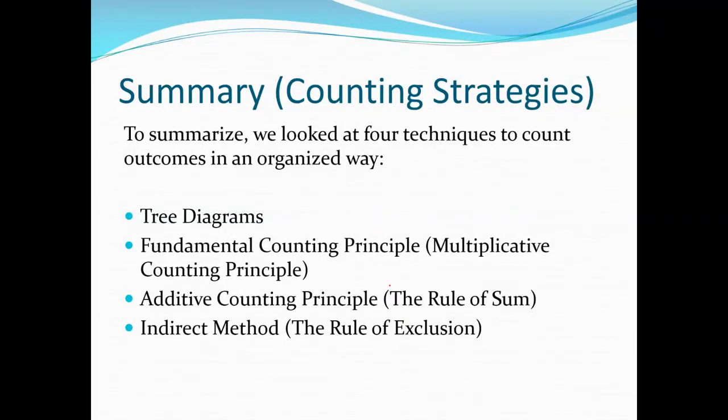So let's do a quick summary. If you have a problem and you're looking for counting the number of outcomes in an organized way, we actually looked at 4 strategies. One, you can always make a tree diagram. Now they can be a little cumbersome. They can get very big if there's many different stages and options at each stage. The tree diagram we made earlier wasn't too big, so that was manageable.